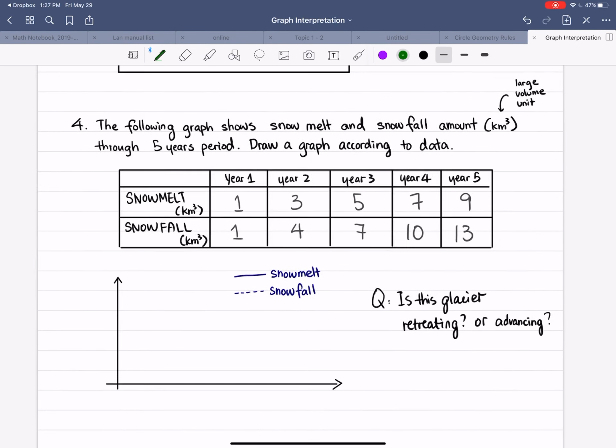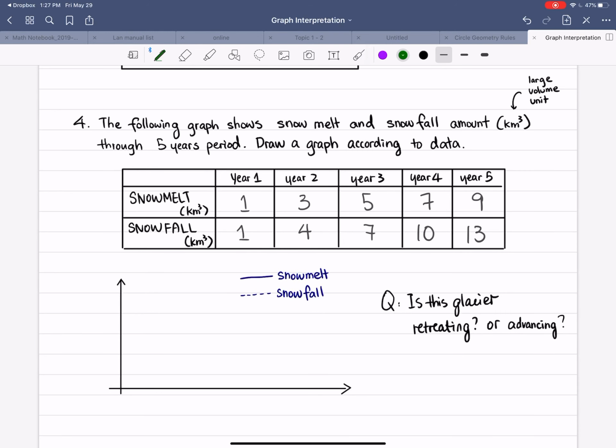So the following graph shows snow melt and snowfall amounts. Okay, so that's year one, that's how much snow is melting each year. And here is how much snow is falling each year, okay? So, draw a graph representing the data. For snow melt, I want you to represent it by a solid line. For snowfall, I'm going to let you represent it by a dotted line here. Okay, so the first one, year 1, year 2, year 3, year 4.